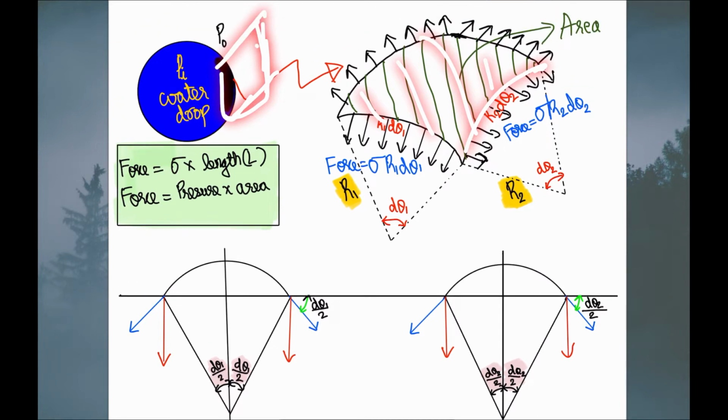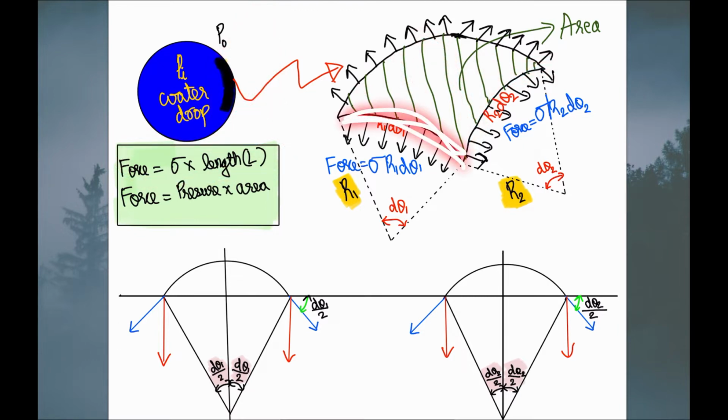Here we know that force is sigma times length. Here the length is r1 d theta 1. We know that L is equal to r theta. By that, here the length is r1 d theta 1, and here the length is r2 d theta 2. So the stretching force, that is the surface tension force, becomes sigma times r1 d theta 1, and over here the surface tension force becomes sigma times r2 d theta 2.